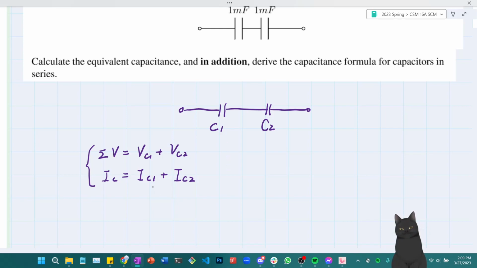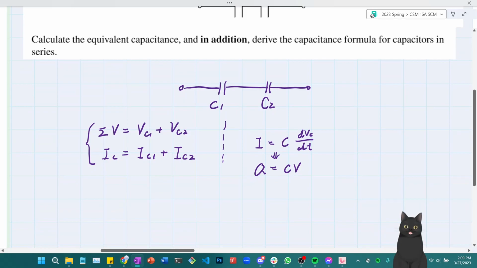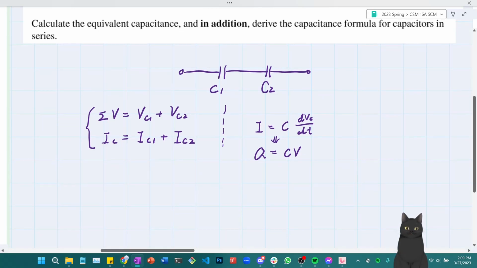Now the different thing is here. The IV relationship between a resistor and a capacitor is different. And it's different in terms that I is equal to C dVc/dt. This translates to Q is equal to CV by integrating both sides of the equation. But keep in mind that the IV relationship of a capacitor is I is equal to C dV/dt. So I'm going to try using this property to figure out how we calculate the equivalent capacitance of a capacitor. First of all, since Ic1 is equal to Ic2, well, that's a typo there.